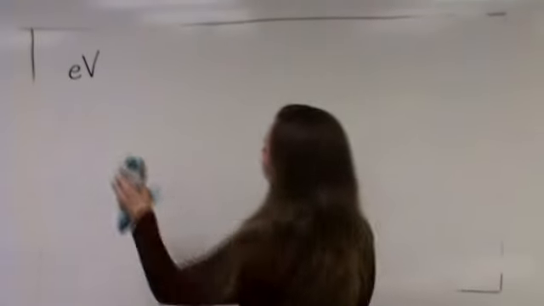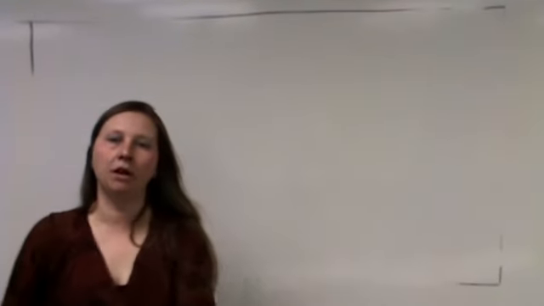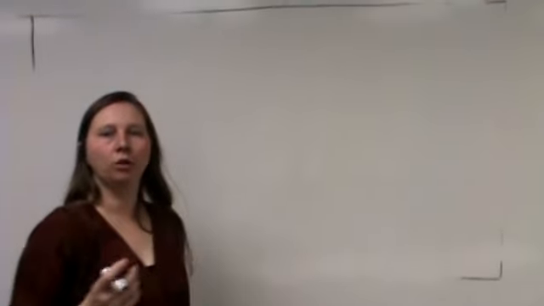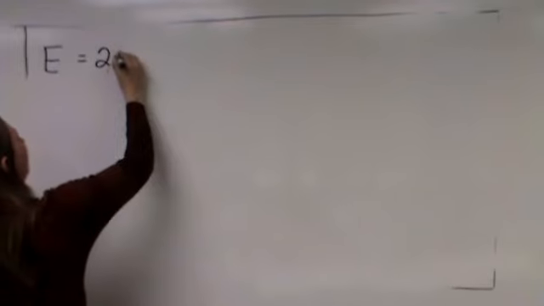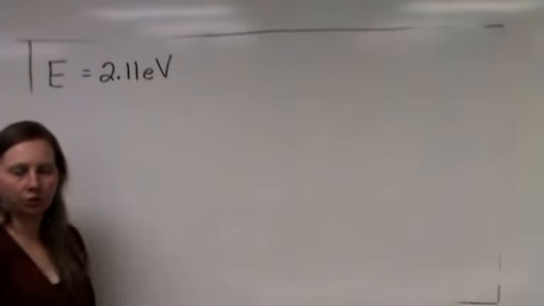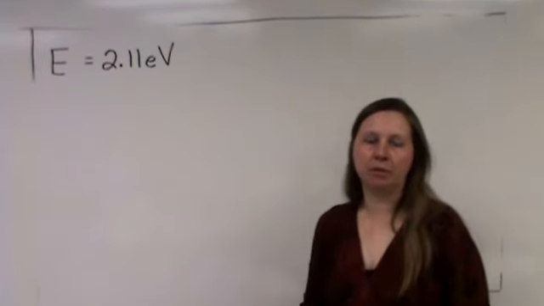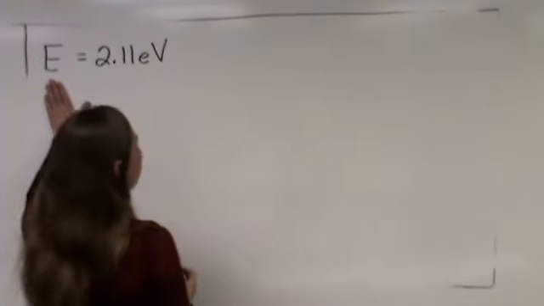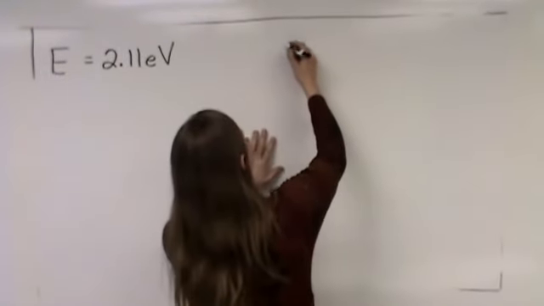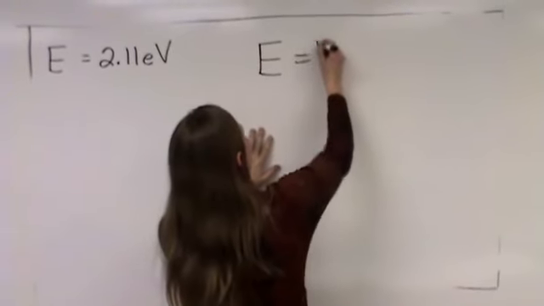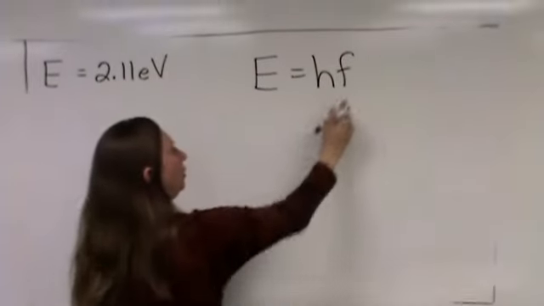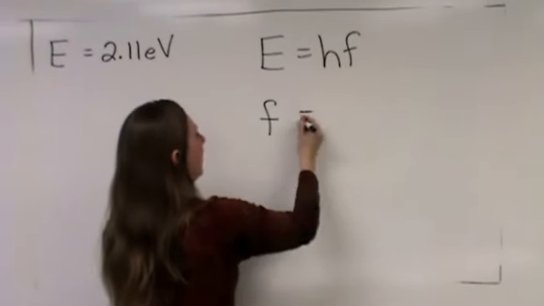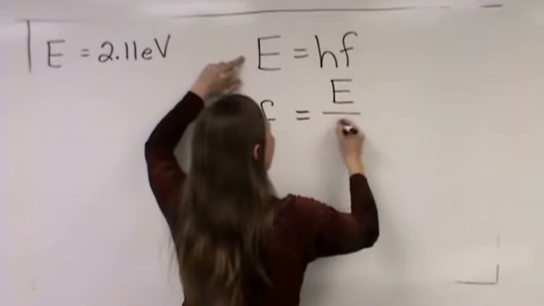All right, now, let's say, for example, that you're given a photon with 2.11 electron volts. All right, so the energy of the photon is 2.11 electron volts. And you're being asked to calculate the frequency of the photon. So you're given energy, you want frequency, so you select this equation, E equals hf. Now, you want the frequency, so you're going to say f equals E over h.